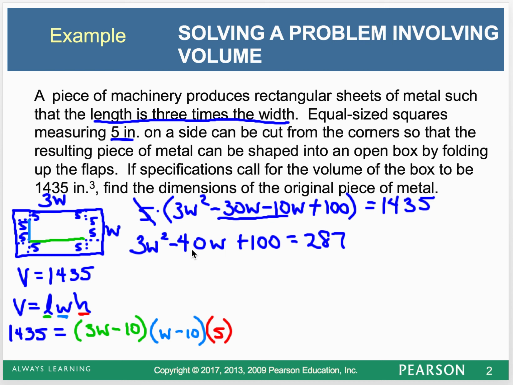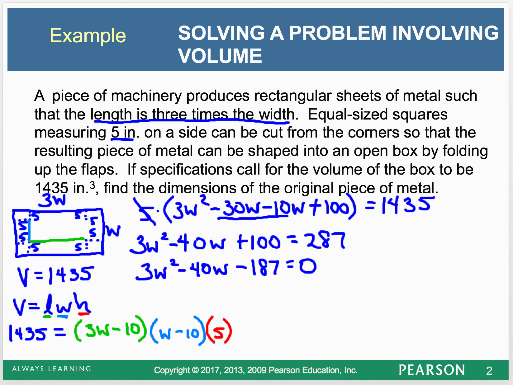Okay, now it's a quadratic equation. I'm going to try to factor it, so I need it set equal to 0. Let's subtract 287 from both sides, so minus 187. At this point, I would try to see also if I could get rid of that 3. But it's pretty easy to see that 3 doesn't go into 40, so it doesn't really matter if it goes into 187 or not. Okay, so this one might be a little bit more difficult to factor.